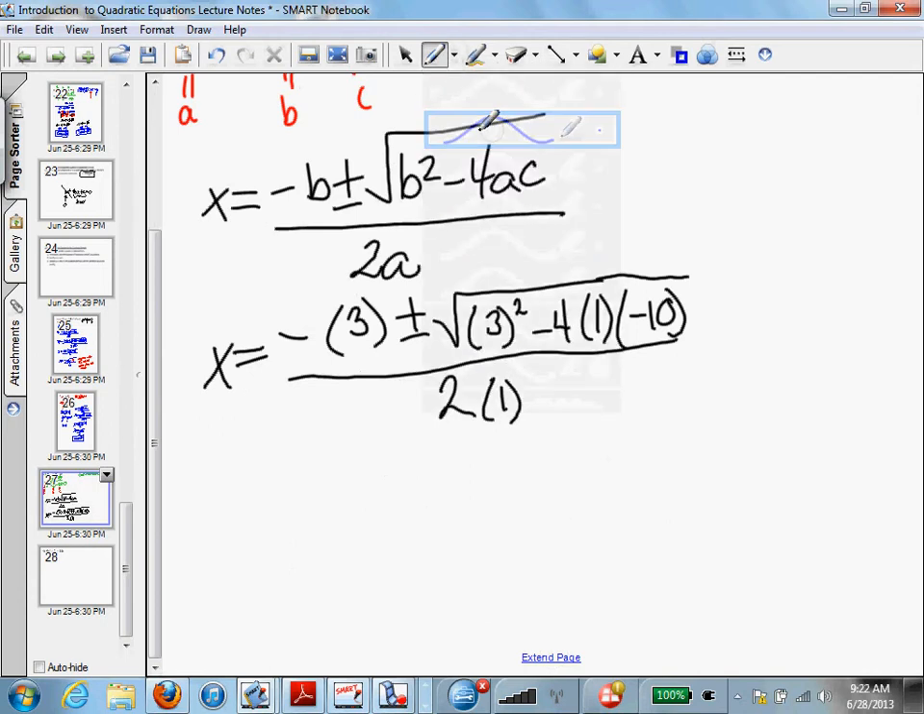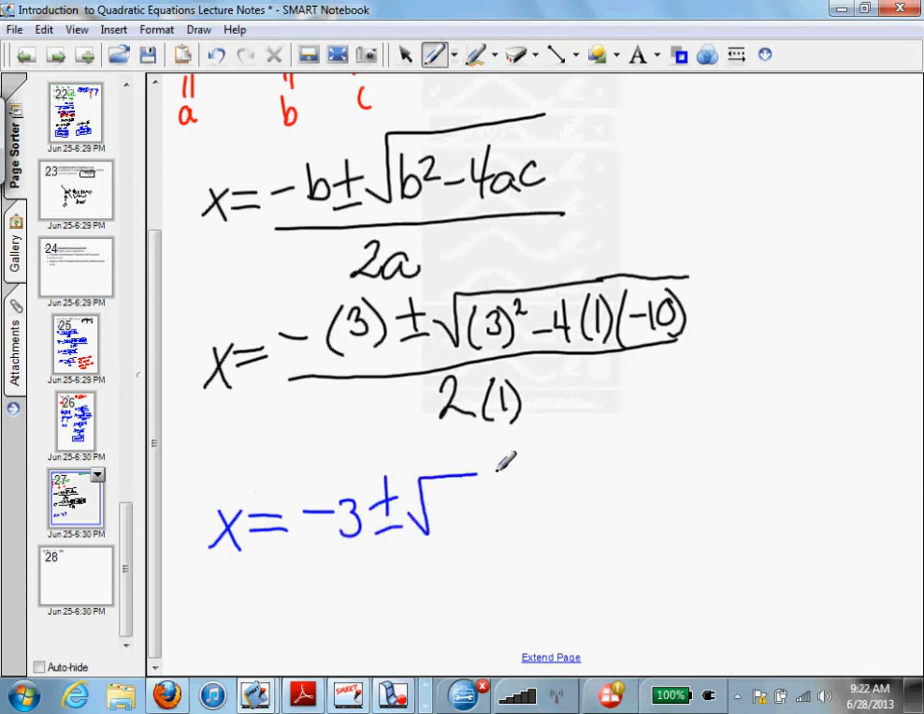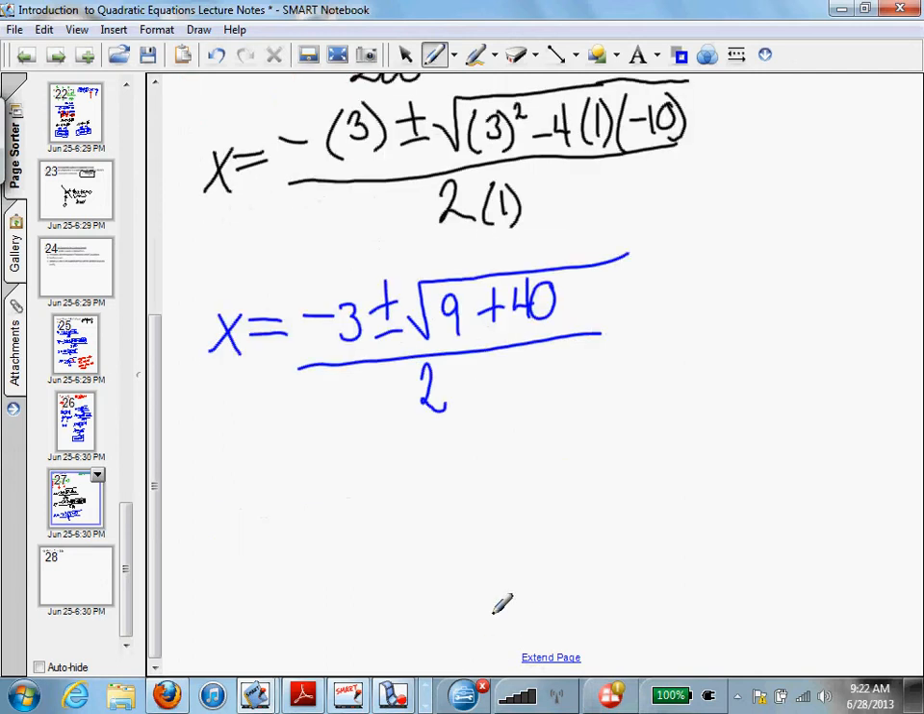Okay, so let's actually go through and simplify. So we'll have x equals negative 3, because negative times 3 is negative 3, plus or minus the square root of 9, or 3 squared is 9. Okay, and we're going to have negative 4 times 1 times negative 10. That's going to give us a positive 40. All over 2 times 1 is 2. Let's go through and break it down even farther. Of x equals negative 3 plus or minus what's actually happening inside the radical. 9 plus 40 is 49.